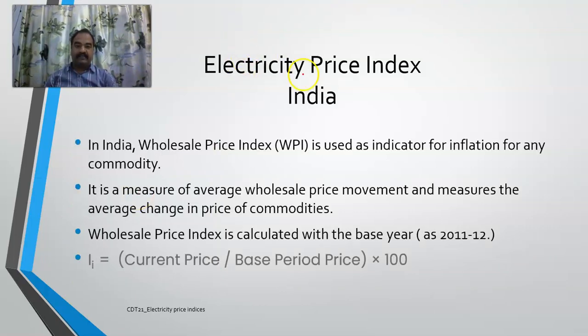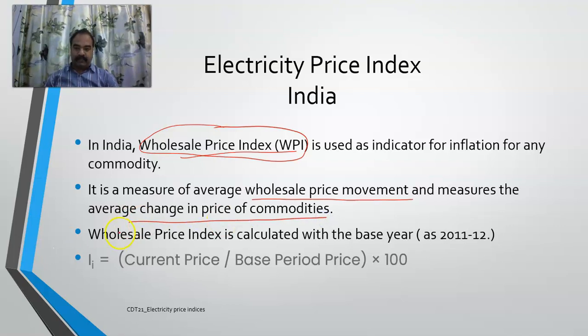And if you carefully see, in India particularly, we do employ the wholesale price index, WPI, which is an indicator for inflation for any commodity. It is not just for electricity. For any commodity, we do employ WPI, wholesale price index. It is a measure of average wholesale price movement and measures the average change in price of commodities. The wholesale price index is calculated with the base year of 2011-12. So if I want to measure the wholesale price index, then the value is directly given as current price by base period price into 100.